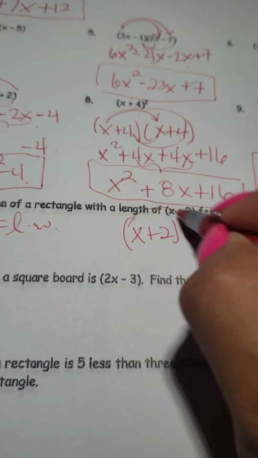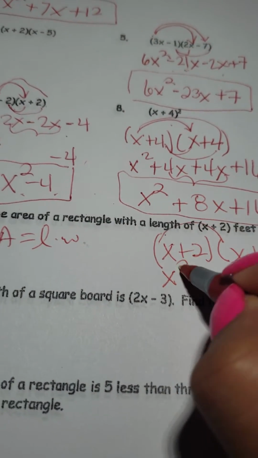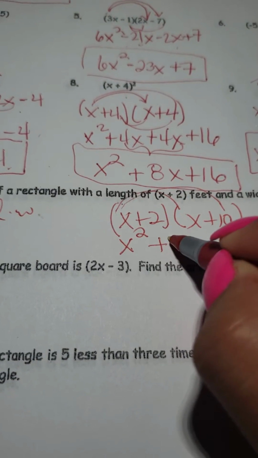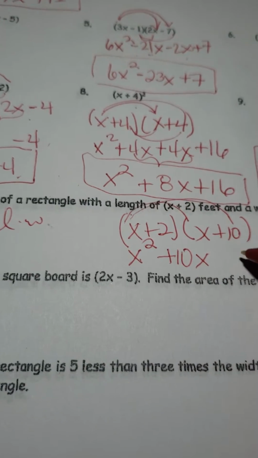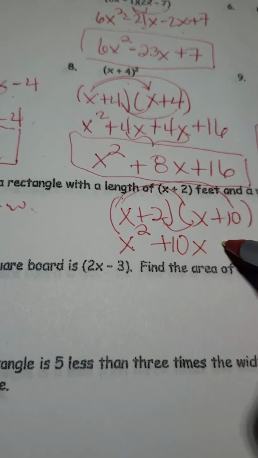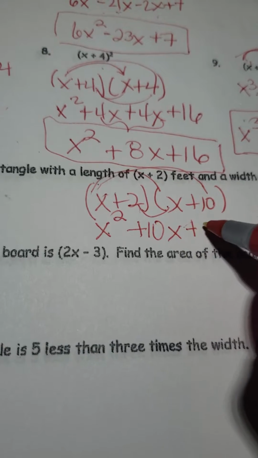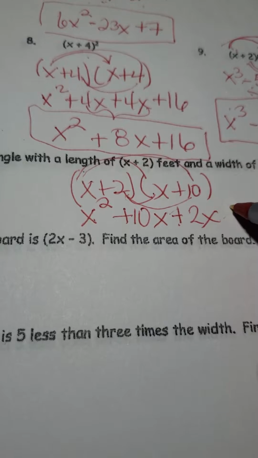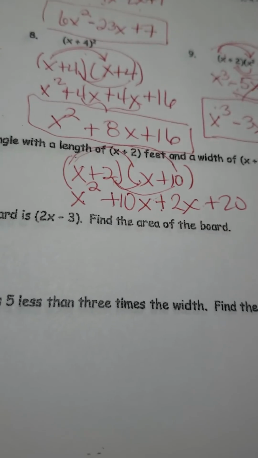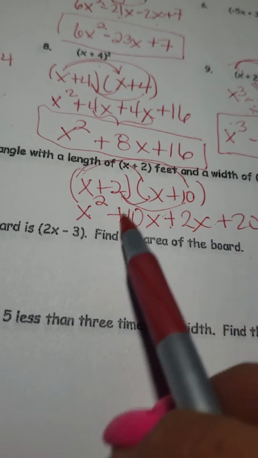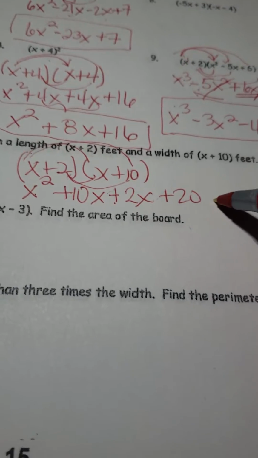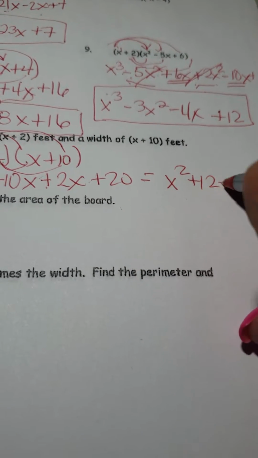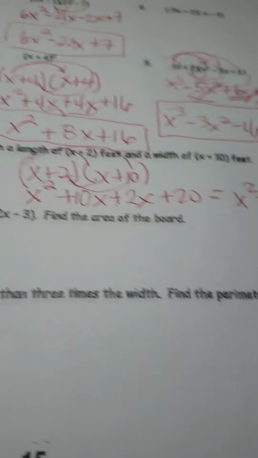So x times x, x squared. X times 10, very good, just 10x, right? Positive 10x, so put plus 10x. 2 times x, positive 2x, so put plus 2x, and then 2 times 10, plus 20. Again, the first one and the last one stay the same, only the middle two are like terms. So my answer is x squared plus 12x plus 20.